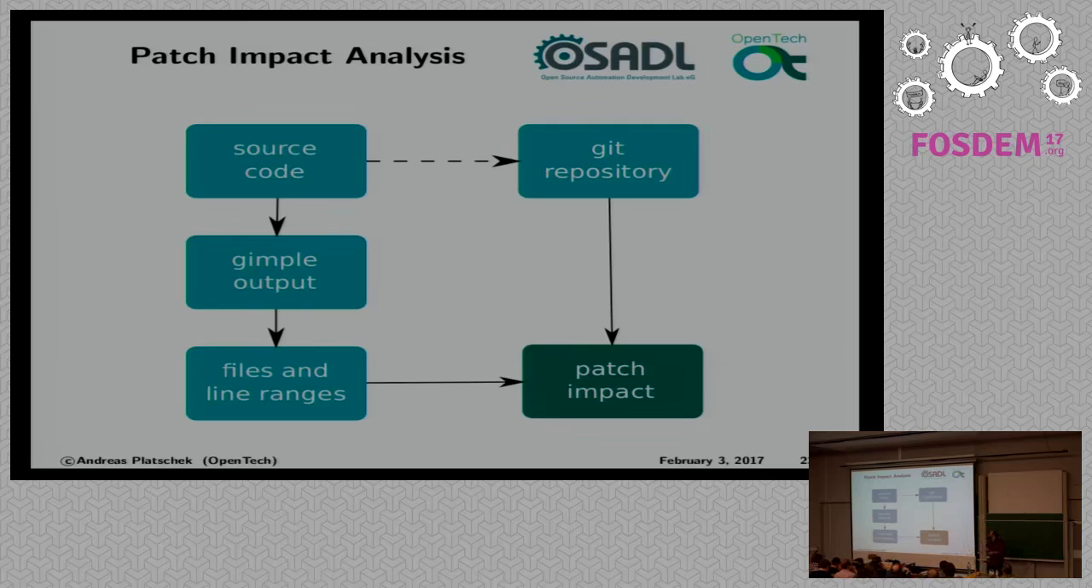The way we do it is that we build the source code and let GCC dump the Gimple output. From the Gimple output, we get all the files and the line ranges that are actually in our configuration. We use this information to get from the Git repository, using git blame and git log -L, the history for each line that actually is in our configuration. This way we can find only those patches that actually have an impact in our configuration.